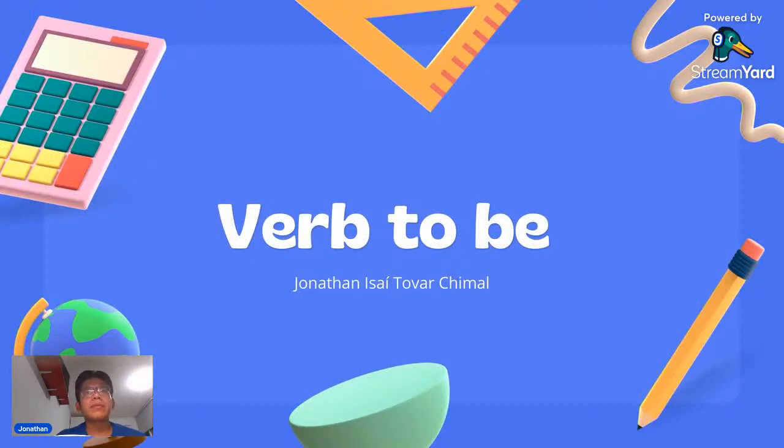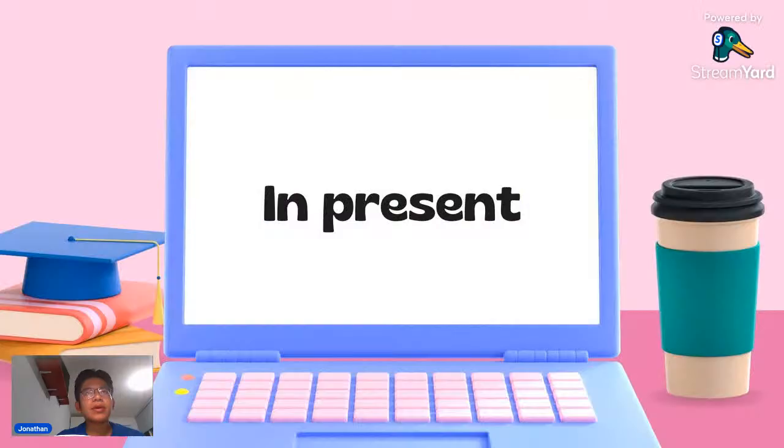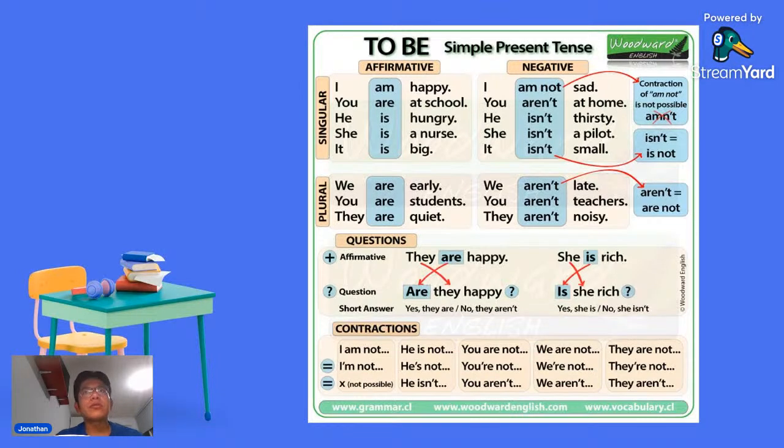We have here the presentation, the verb to be. Let's start with the present tense. I added a table to better explain the topic. We have here the three structures of the verb to be: affirmative, negative, and questions or interrogative.